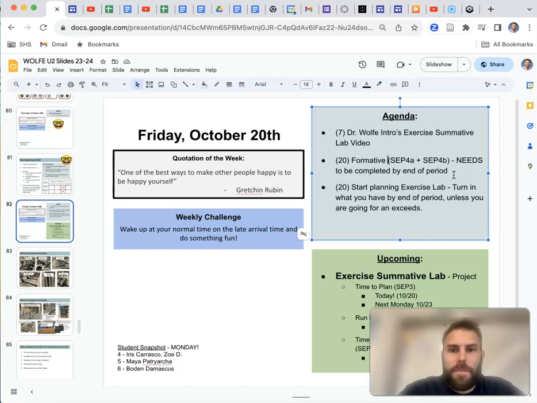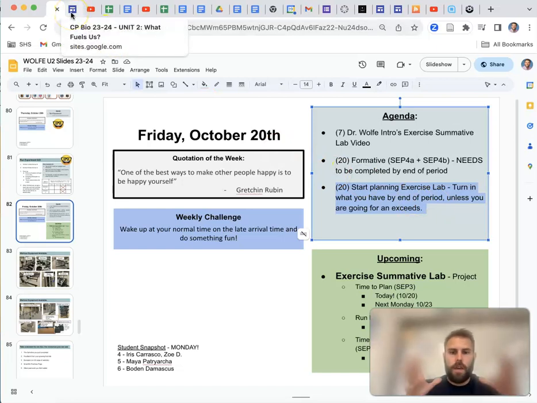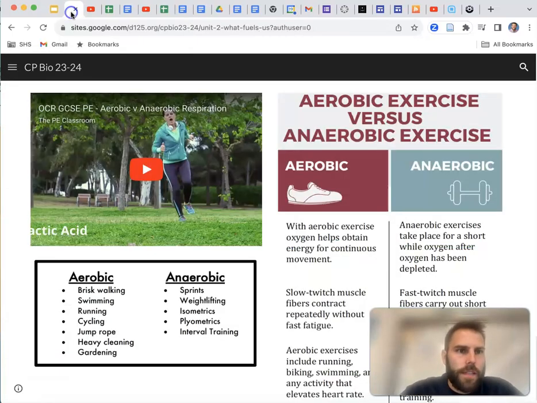Then in the second half of class today, you're going to start your exercise summative lab. So what's going on with this lab? You should have the exercise summative lab packets. I should have picked those up at the beginning of class today.